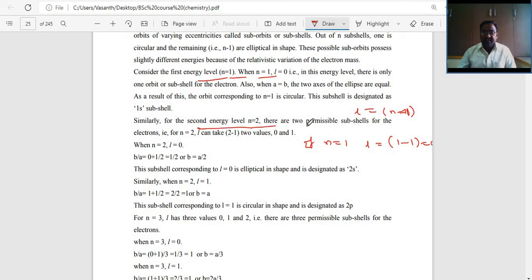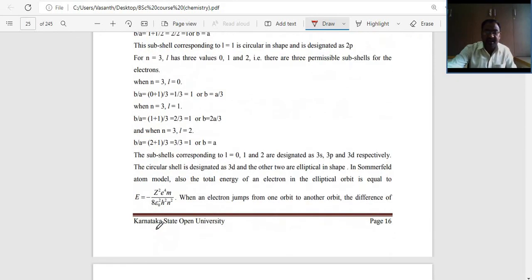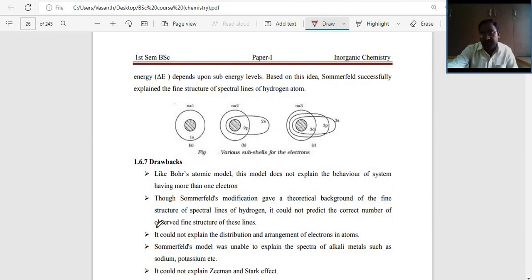The second energy level, n is equal to 2. There are two permissible subshells for the electrons. Here, the designation of the shape of this orbital is spherical. By considering these principal and azimuthal or subsidiary quantum levels, we are going to predict the shape of the atomic orbitals, like s orbital, p orbital, d orbital, etc. Later, we are going to discuss the structure of atoms and orbital structure.